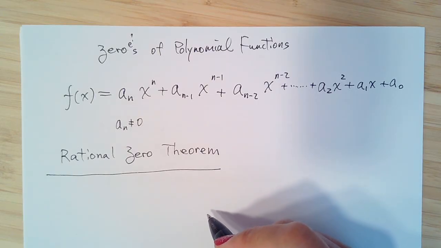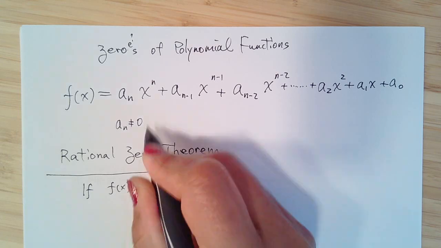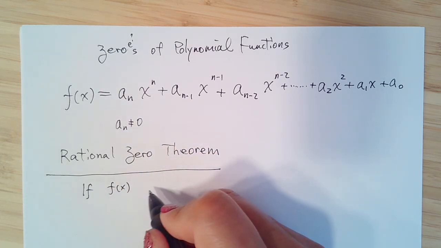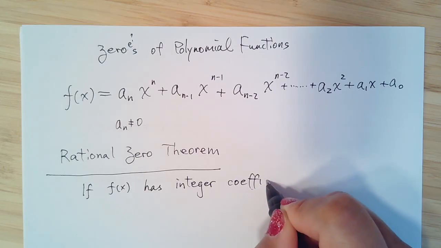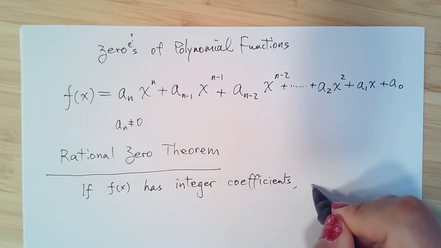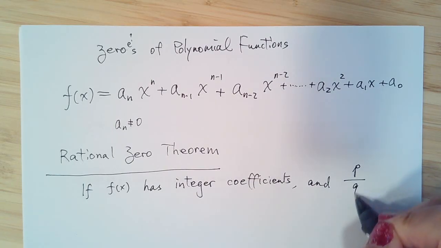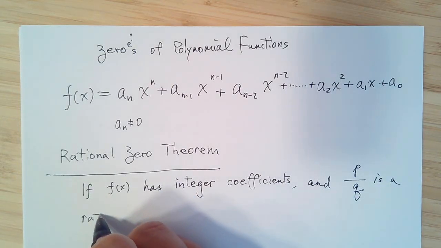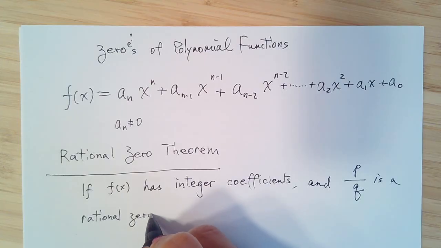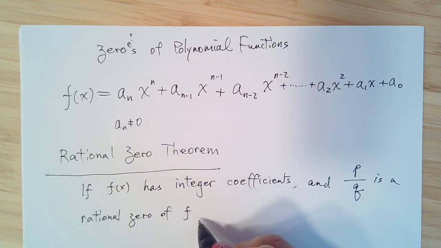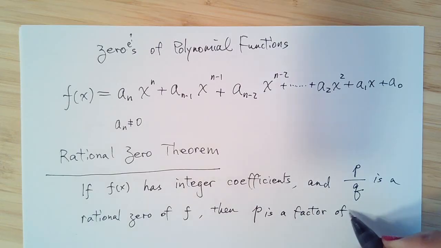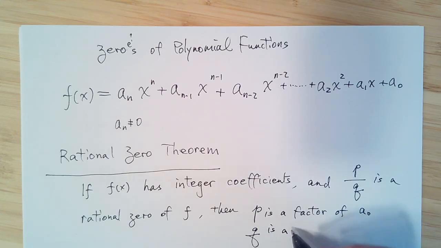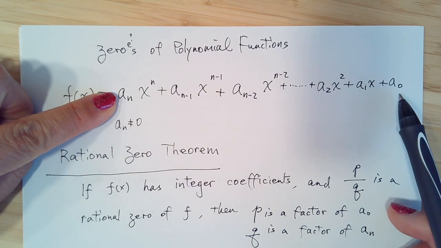What is this? That means if f of x has integer coefficients, and p over q is a rational zero of f, then p is a factor of a0 and q is a factor of a n. So we only care about the leading one and the last one, okay? The leading coefficient and the constant term.